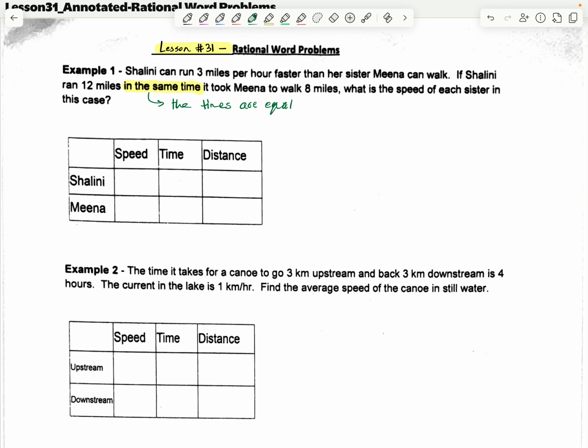Okay, so this is clearly not a problem where the distances are equal. The distances are not supposed to be equal because one person goes 12 miles and the other goes 8 miles. Clearly, we could see that the distances are not equal, right? One is going 12, the other is going 8. So the thing that stays the same is the time, right? Okay, so now let's define our variable. All right, in this problem, the best variable to use is to say let x equal Mina's speed.